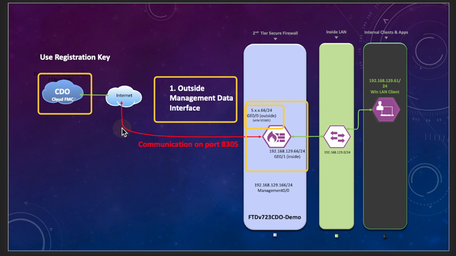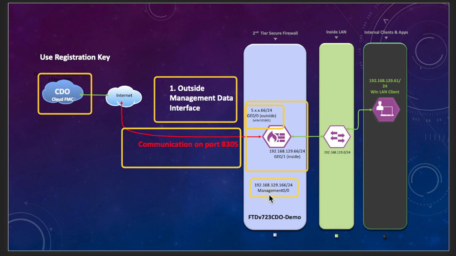The thing that you need to take note of for the initial communication is that you need to open port 8305 to communicate between CDO and your on-prem FMC. We'll also configure the management IP for the FTD, but for this tutorial, we'll not be using this management interface. I might do a video to show you how to change the management of the FTDv from the management data interface to the management access or the management interface.